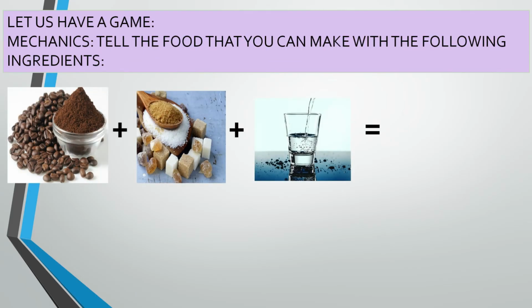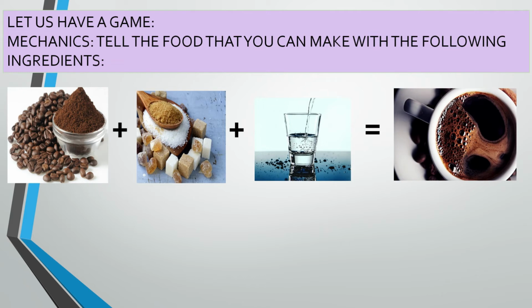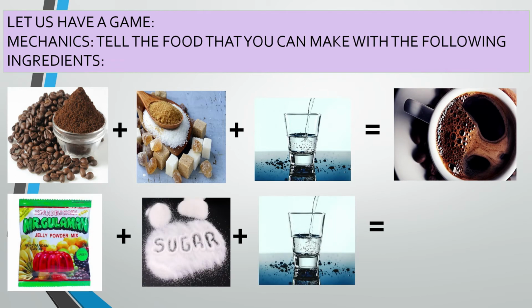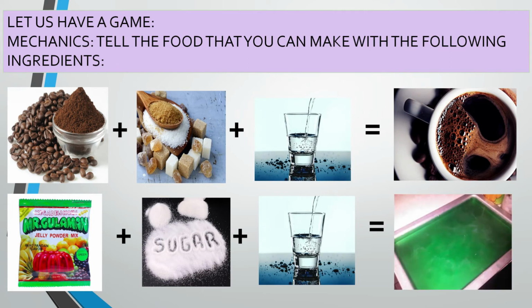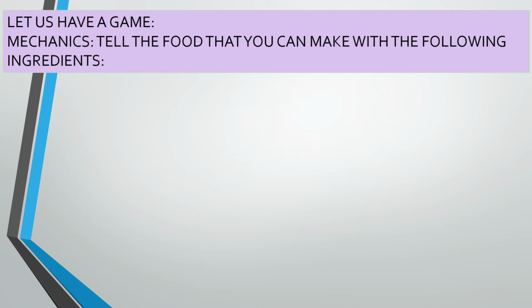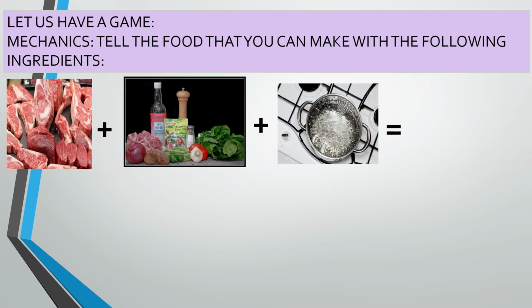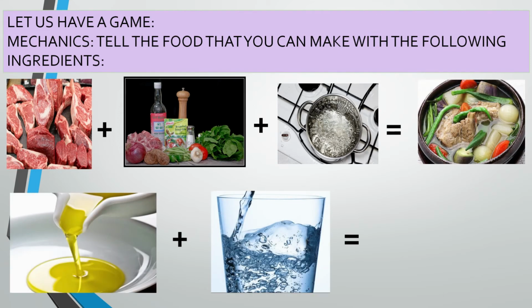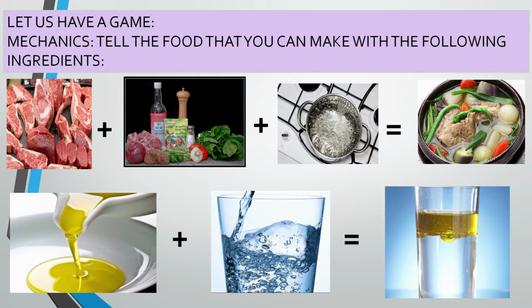So, we have here a game. Let us tell the food that you can make with the following ingredients. We have coffee plus sugar plus water. That is coffee. Next, jelly powder plus sugar plus water. That is gelatin or gulaman itself. Next, we have meat plus vegetables and sinigang mix, and water, that is sinigang. And lastly we have oil plus water, that is oil and water.